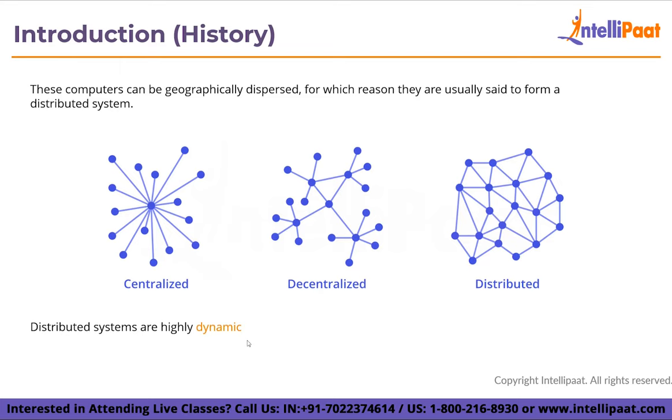And one more point I have to add here is that distributed systems are highly dynamic. Now, what do you mean by dynamic? It means that computers can join and leave, and they can adapt to changing topology and performance. That is, any number of computers or nodes can join the distributed network, and they can leave at any point. This will not affect the overall network. And then each node can adapt to changing topology. Topology here means the physical layout of the network. And then performance also. It can adapt to performance as well. So that is why it is called dynamic.